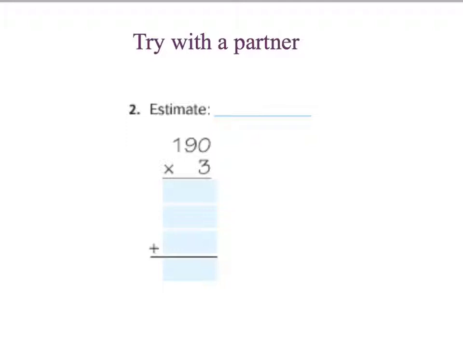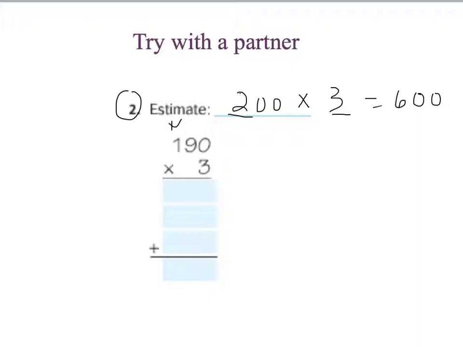All right. Now it's always a good idea to estimate first so that you know if your answer's in the ballpark. So 190 would estimate to 200 times 3. So 2 times 3 is 6, and add the 2 zeros. So my answer should be close to 600. So I'm going to do the same thing. I'm going to start with my hundreds.